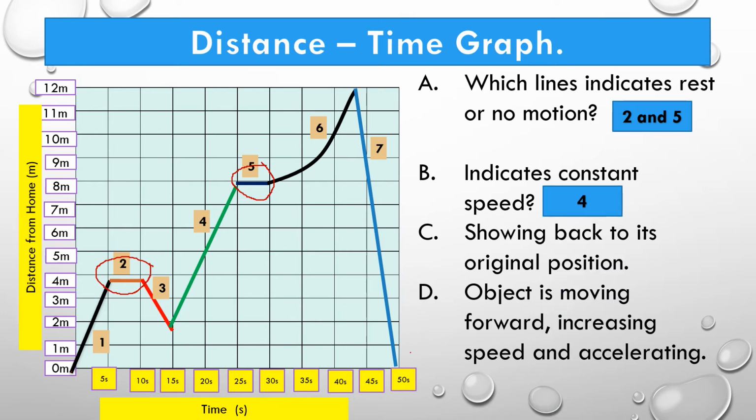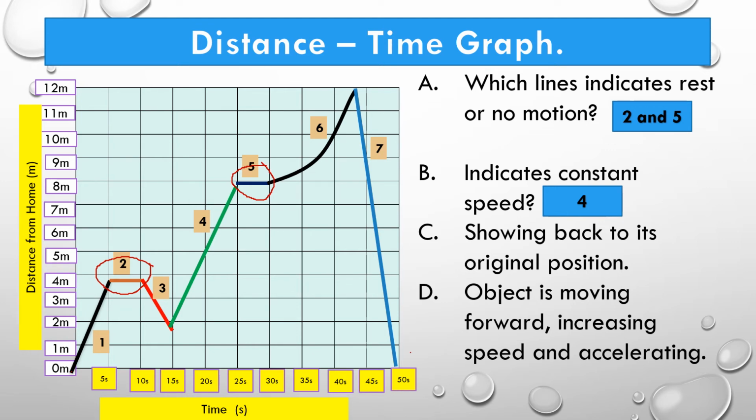Our answer is 4. Showing back to its original position. Okay, so from here, so ito na, number 5, number 4, nag-stop, nag-curve up, tapos from here, going down. Alin dyan ang bumalik sa original position niya? What letter? What number?